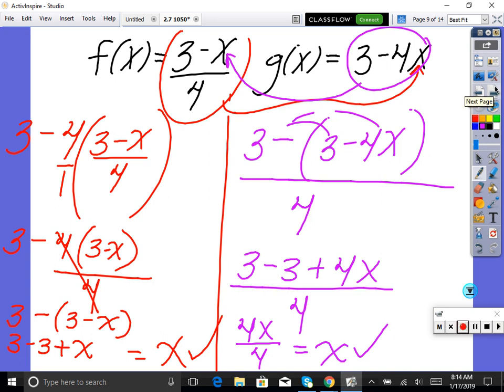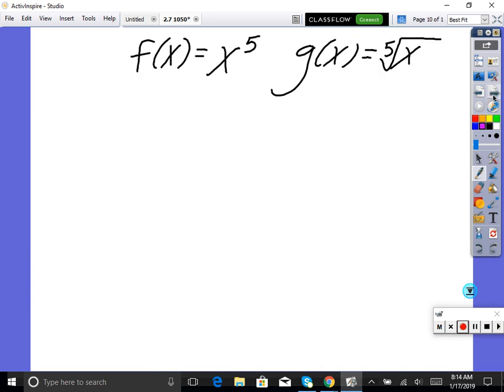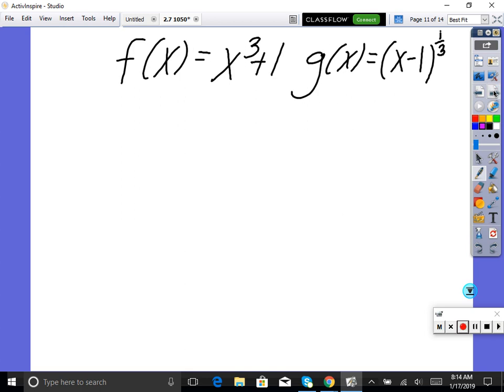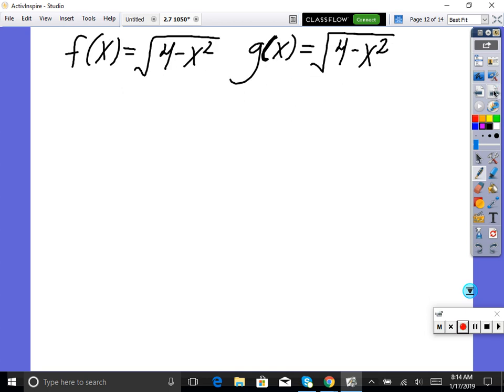Okay, it's up to you guys if you need another example or if you guys feel confident. So I'll just show you this one, and we'll see what you say. Function composition, would you be able to do it? Are they inverses of each other? Yes, okay, cool. All right, what about this one? Same idea? Could you do the math? Use function composition to determine if they're inverses of each other. Awesome. Same here? Okay.